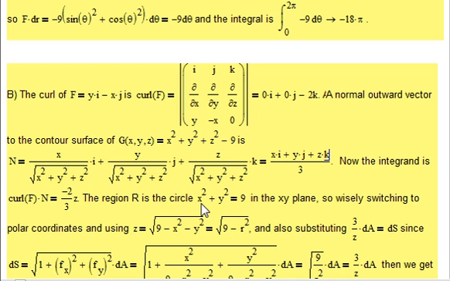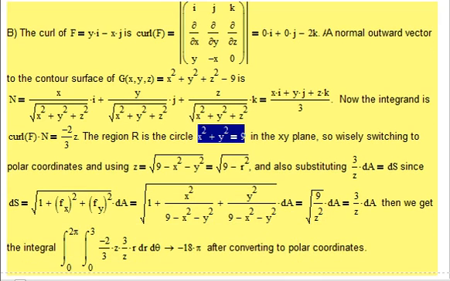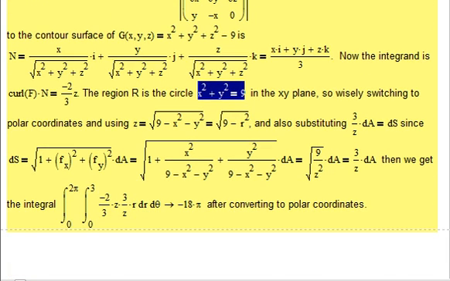And so the region R is this circle in the xy plane, so wisely we would switch to polar coordinates. Yeah, we're not stupid. Well, you're not. And we're going to make this substitution 3 over z dA for dS, since dS, remember how we find the dS, 1 plus the partial of f with respect to x squared plus the partial of f with respect to y squared. You should remember that from integrating surface, the surface integral.